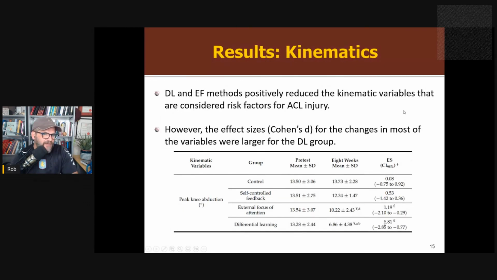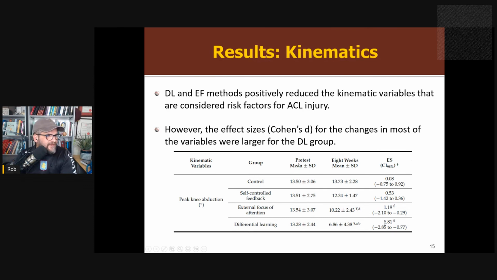Okay, what did they find? What did they find for these 3 training groups? The basic finding was that for the differential learning and external focus of attention groups, there were significant reductions in the key markers for ACL injury. And this is shown here.